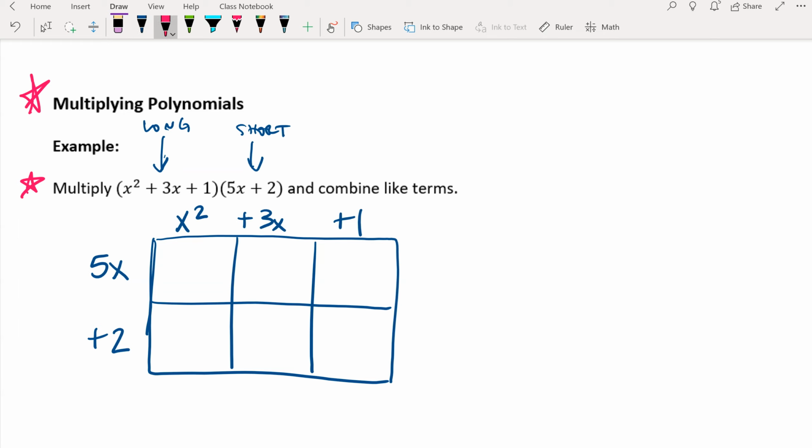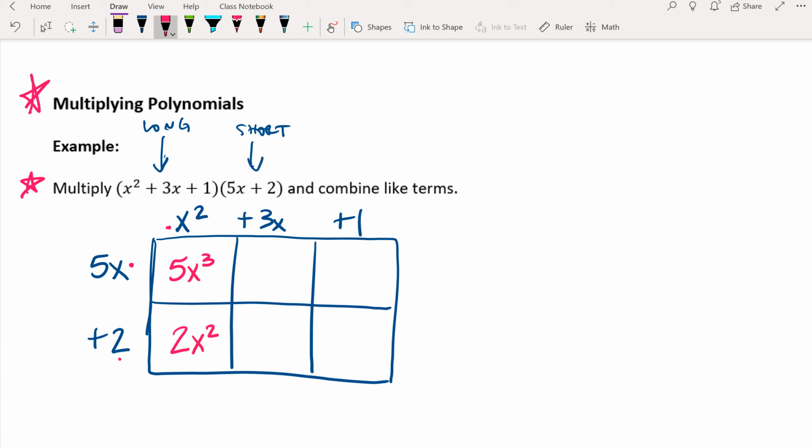Okay. Now that we have drawn our box, we're ready to multiply. So we're going to do 5x times x squared. That gives us 5x cubed. 2 times x squared will go here, 2x squared.